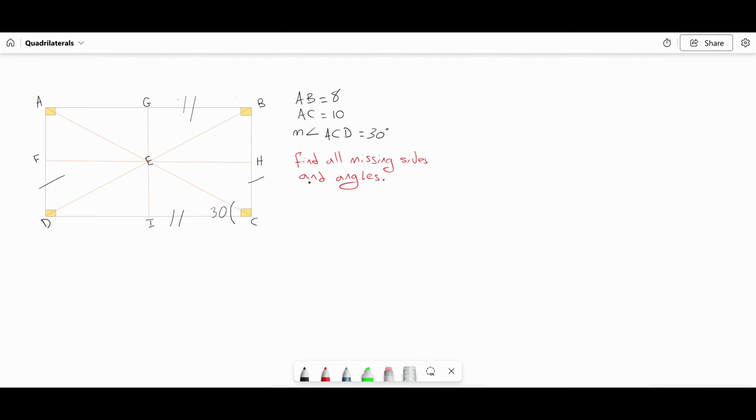So let's start by finding the sides. We know that AB is 8, and we know that this point G is cutting this side, creating two segments, AG and GB, that are equal in length. So if side AB is 8, then we have that this is 4 and this is 4. I'll delete these two lines here.